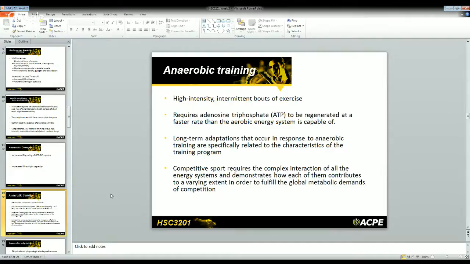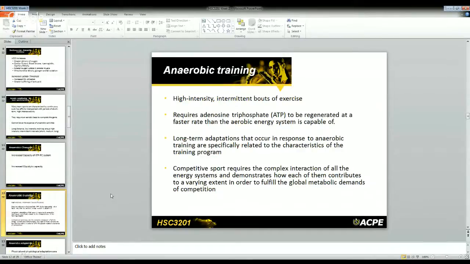Characteristics of the training program will deliver the benefits and the changes. So if you do high intensity interval training, the improvements will come out. Say if you're doing 20-meter sprint repeats with a work-to-rest ratio of 1 to 5, work for 1 interval, rest for 5 intervals, then your anaerobic performance will be enhanced for performing that.